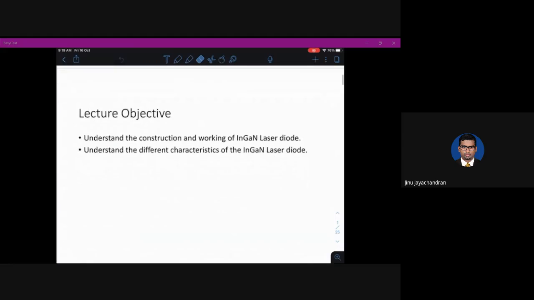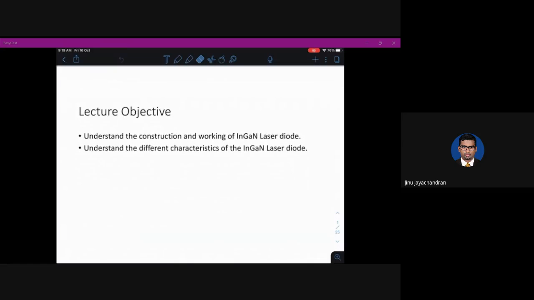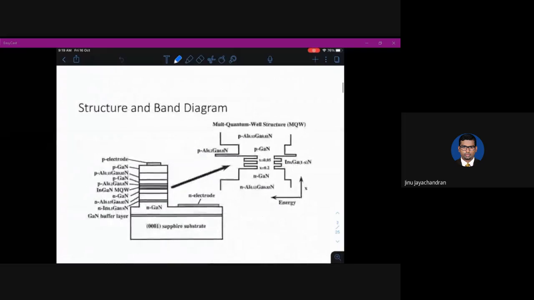Okay, so the objective of this lecture is to understand the construction and working of the indium gallium nitride laser diode, and we also want to understand the characteristics of the indium gallium nitride laser diode. Okay, so let's look at the band diagram and the structure. We will explain the structure in detail in the coming slides.